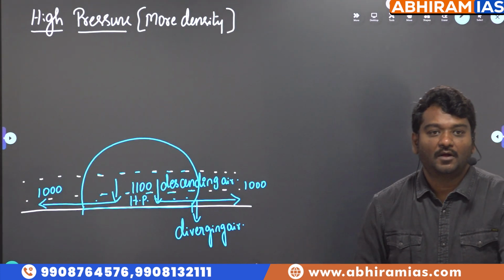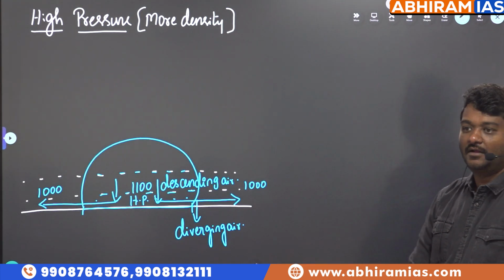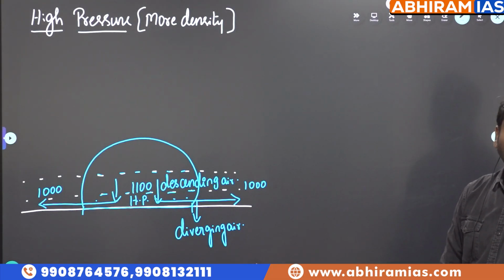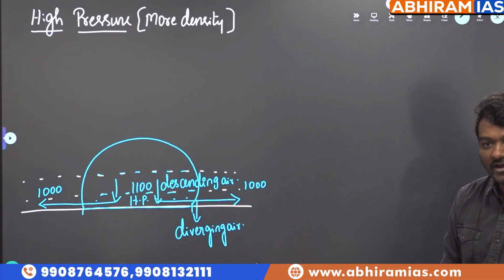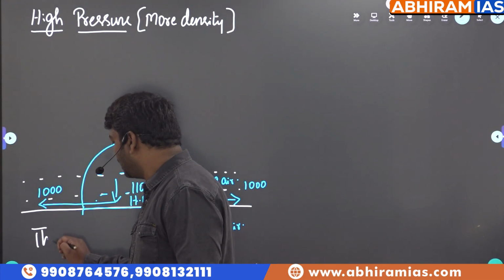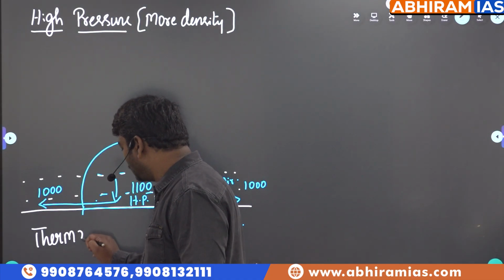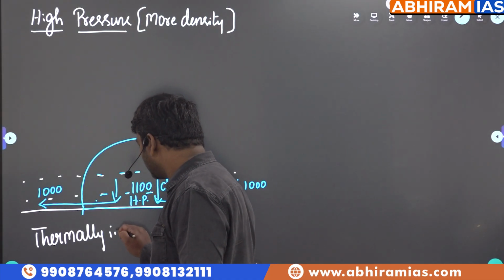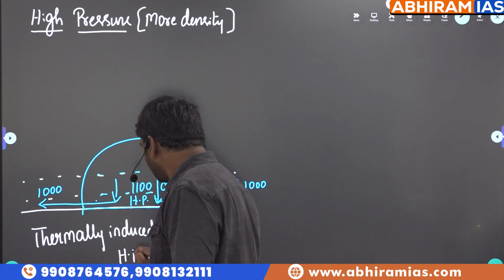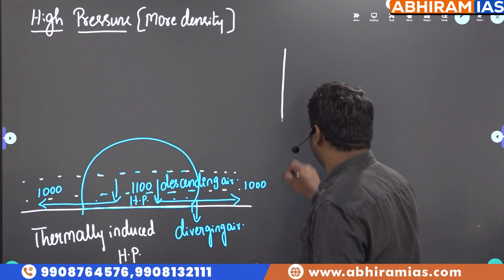Can you try now? What is happening here? Air is descending and diverging. Can we say descending means adiabatic heating? Adiabatic heating doesn't give rainfall. Okay, which one will give rainfall? Adiabatic cooling. So this is associated with Earth's temperature, so it is thermally induced high pressure. Yes.